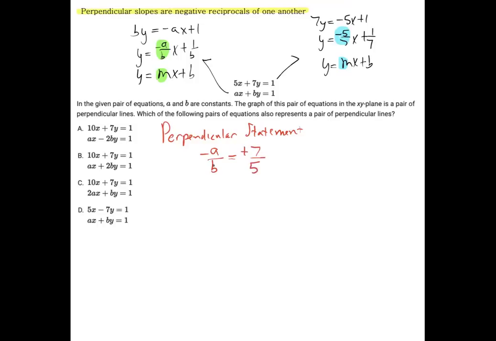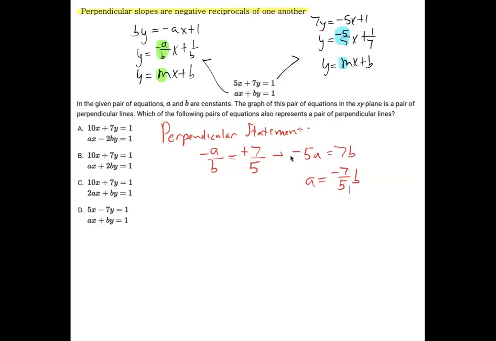And now we can make a little better sense of this by cross multiplying. So negative 5 times a equals positive 7 times b. Divide by negative 5, negative 7 over 5b. So a is negative 7 over 5b.